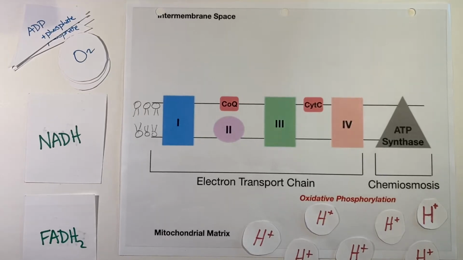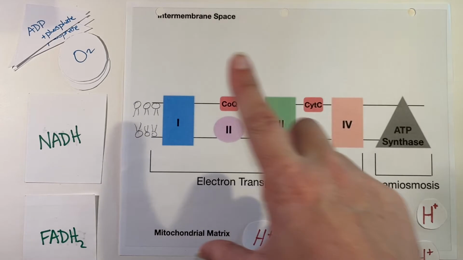Okay guys, so now we get to play our Electron Transport Chain board game. As you can see, the Electron Transport Chain is only one of two parts of oxidative phosphorylation, but I didn't think that oxidative phosphorylation board game sounded as good. So here we go. This is stage 4 of cellular respiration.